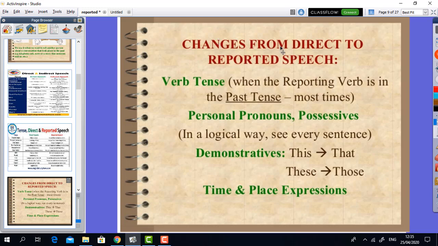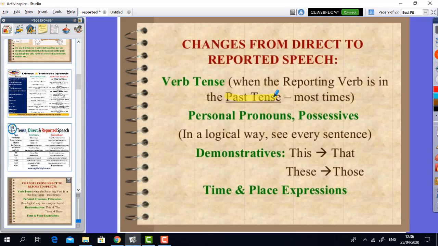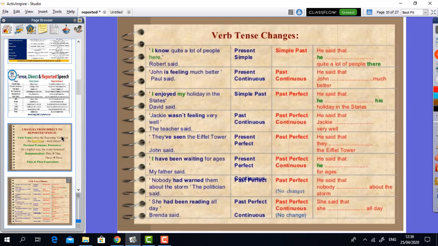And now to the rules we have seen. We said that we need changes from the direct to the reported or the indirect speech. The verb tense should change. The tense of the verb should change when the reporting verb is in a past tense, and usually it is the case. We also need to change the personal pronouns and the possessive. In addition, we have to change the demonstrative and of course the time and place expressions. Are you ready to take each of these separately? So let's start with the verb tense.